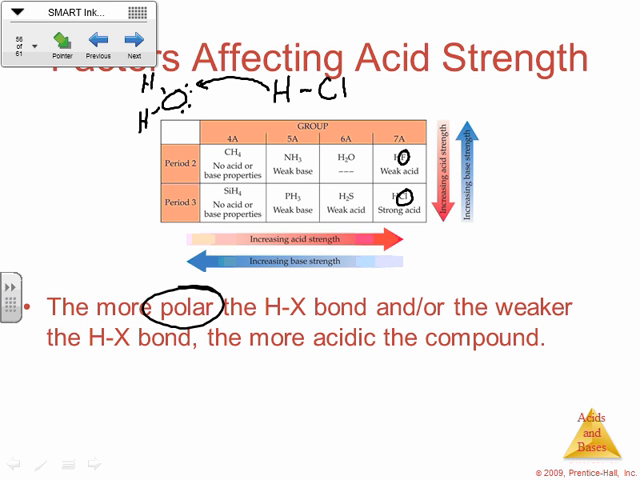Now going down, the strength or the weakness of the bond is probably going to be the most important factor, because the bigger these molecules get, the weaker the bond is going to be, and so the more acidic it's going to get. Okay, so you can see going down the table, things tend to get more acidic. Going to the right on the periodic table, things tend to get more acidic. All right.